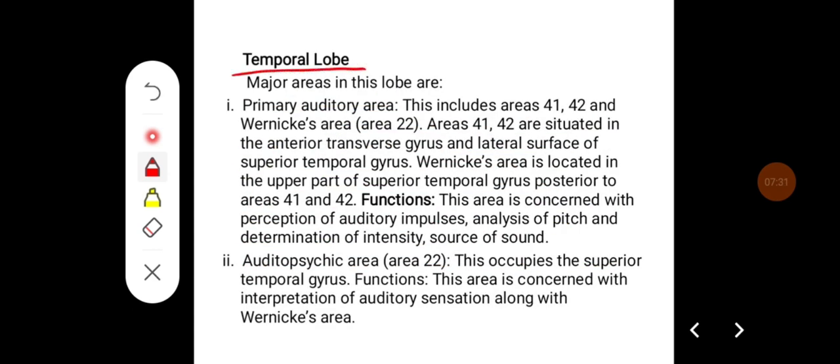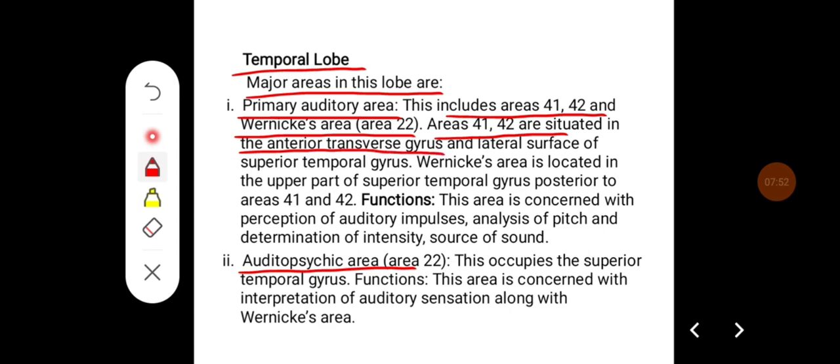Coming to temporal lobe, the major areas of this lobe are primary auditory area and audiopsychic area. Primary auditory area includes areas 41, 42 and Wernicke's area, that is area number 22. Areas 41 and 42 are situated in anterior transverse gyrus and lateral surface of the superior temporal gyrus. Wernicke's area is located in the upper part of the posterior temporal gyrus posterior to area 41 and 42.